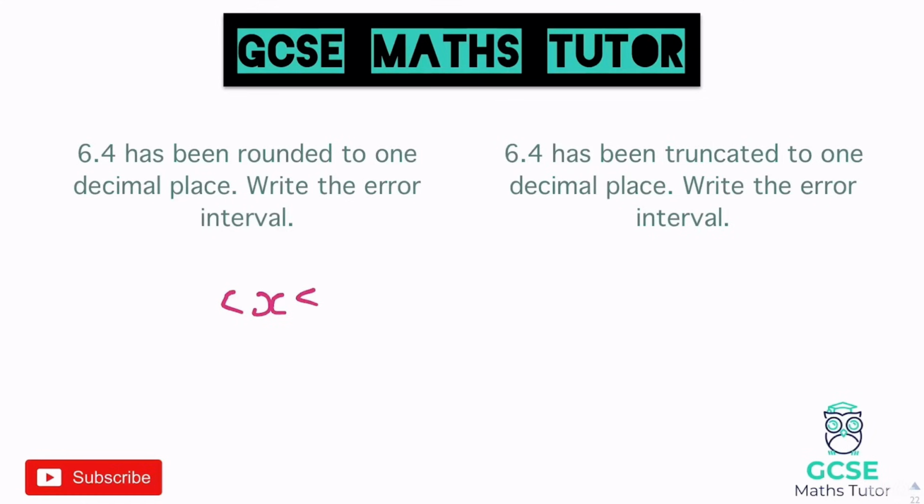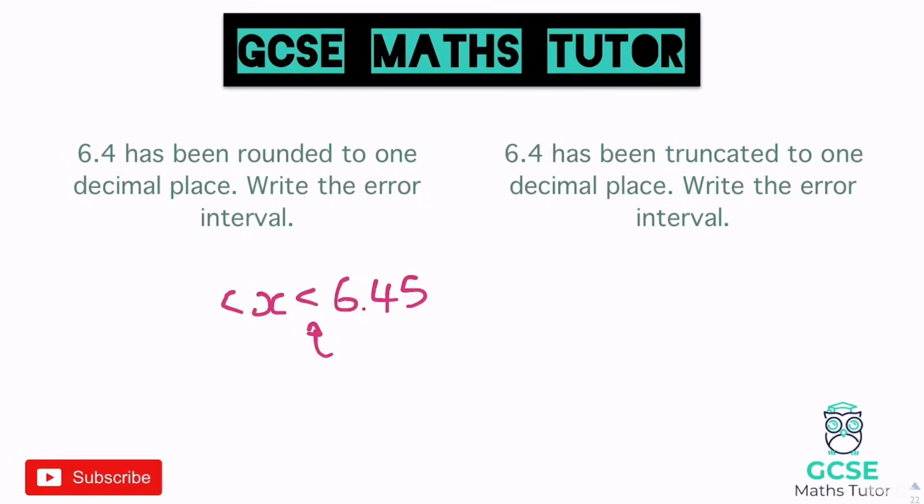Now 6.4, if it's been rounded to 1 decimal place, it couldn't have been 6.45. As soon as that 5 goes after that 4, it would have rounded up to 6.5. So we put that on the right hand side as our biggest possible number. It can't be equal to that number, so we leave that symbol as it is. It's got to be less than 6.45.